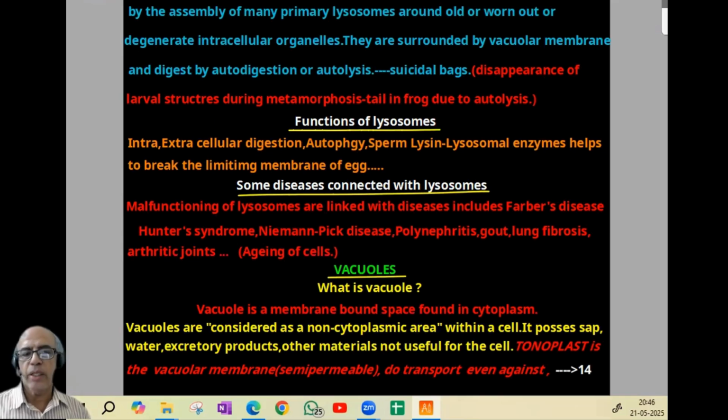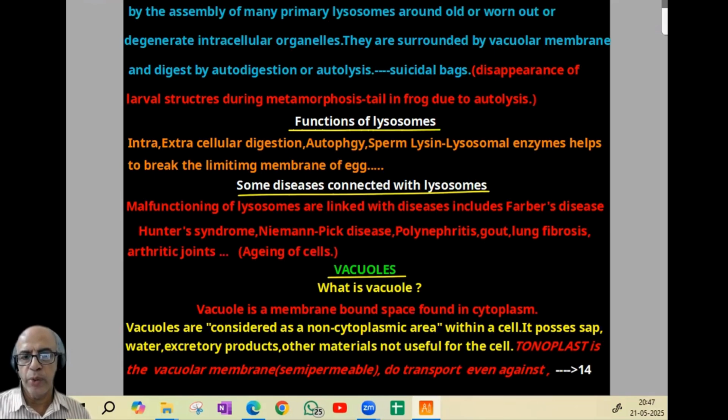Now comes the last item for us, it is vacuoles. So what is vacuoles? Vacuole is a membrane-bound space found in cytoplasm. Vacuoles are, within inverted commas, we have to say, considered as a non-cytoplasmic area within a cell. It possesses sap, water, excretory products, other materials not useful for the cell. Now, next is the important question. Tonoplast is the vacuolar membrane.